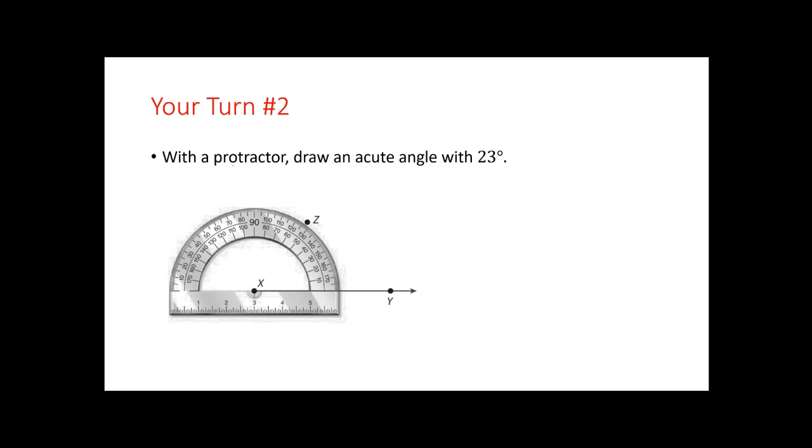All right, your turn number 2 with a protractor. I did a little image down here. I do have them, just go ahead and grab them. If you're not sure, I'll help you out and we'll find them. I want you to draw an acute angle with 23 degrees. My example is I'm going to draw one with 53 degrees.